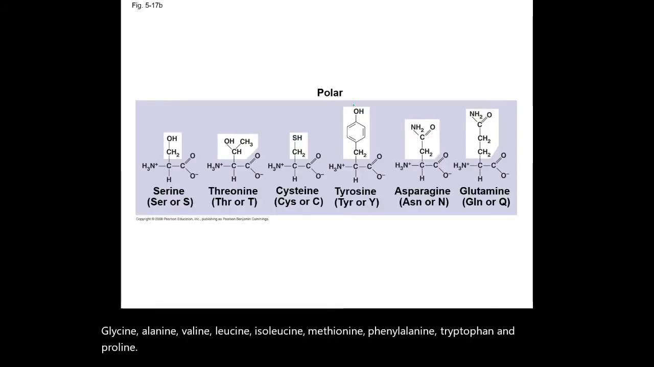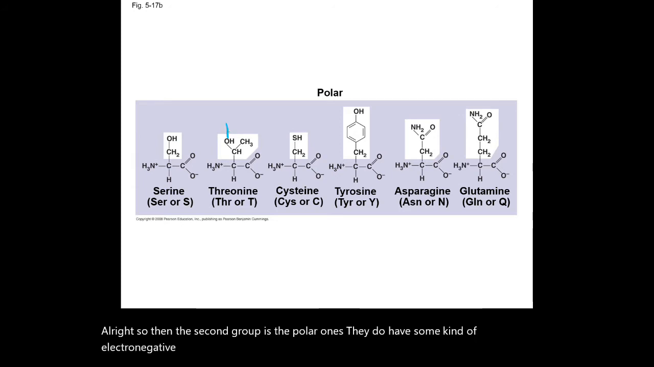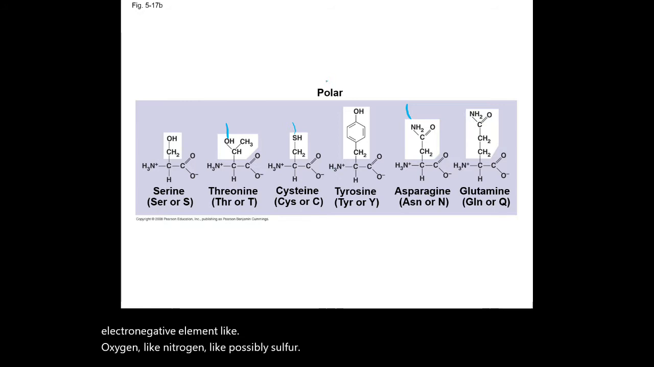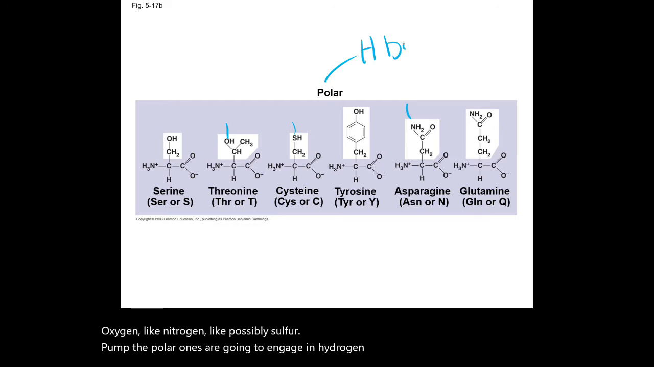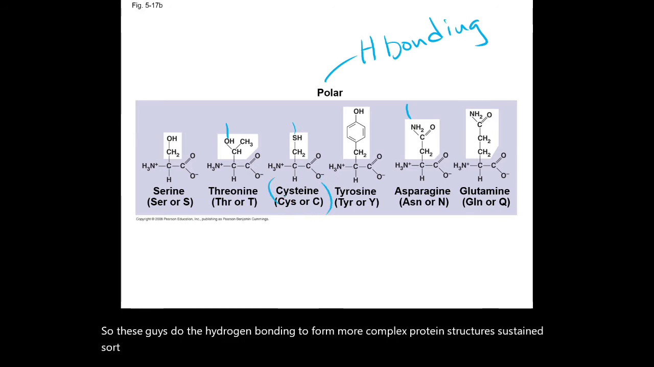All right, so then the second group is the polar ones. They do have some kind of electronegative element, like oxygen, like nitrogen, like possibly sulfur. The polar ones are going to engage in hydrogen bonding. So these guys do the hydrogen bonding to form more complex protein structures. Cysteine's sort of an exception because it's going to form covalent bonds with this sulfur. We'll talk about that in a little while.